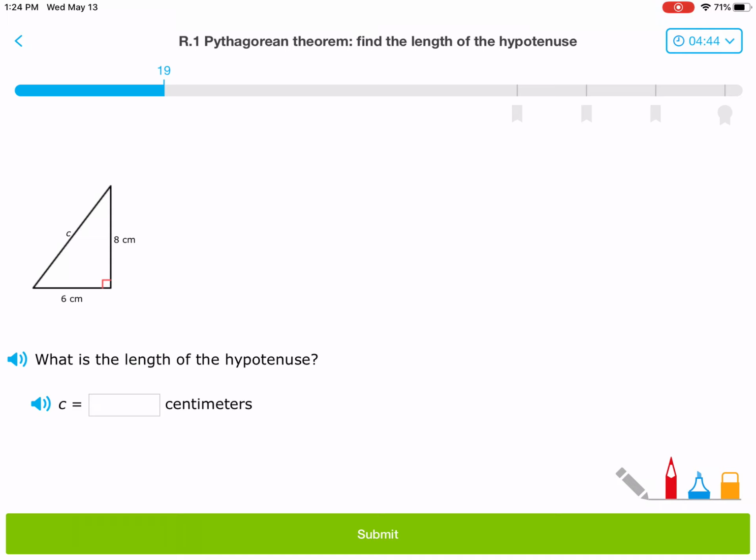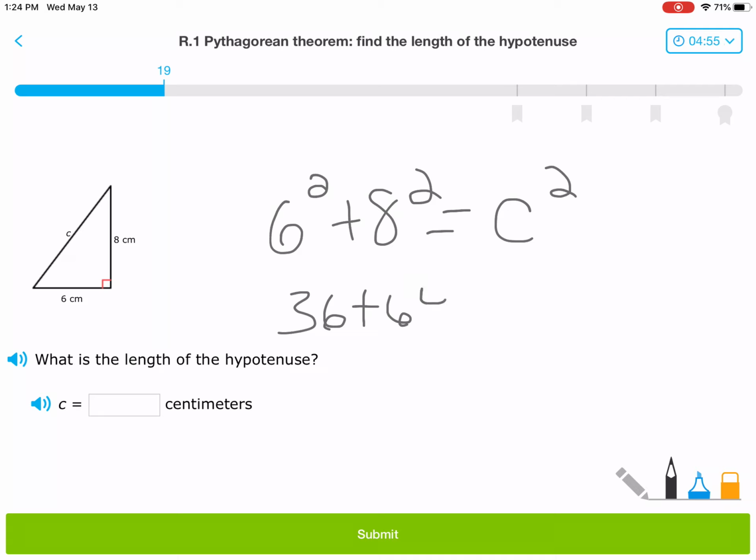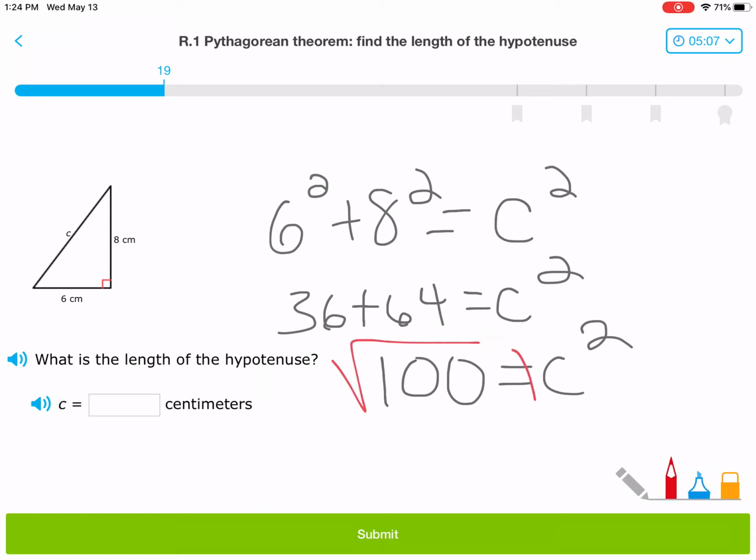The two legs are 6 and 8. So 6 squared plus 8 squared has to equal c squared. 36 plus 64 is 100. And I'm hoping you're thinking, well, when we take the square root of 100, it's going to be 10, because 10 times 10 is 100.